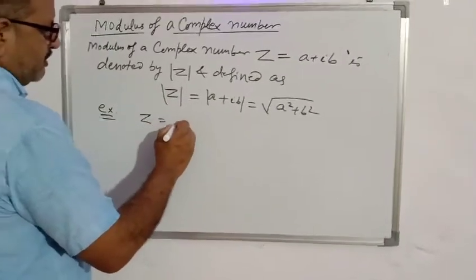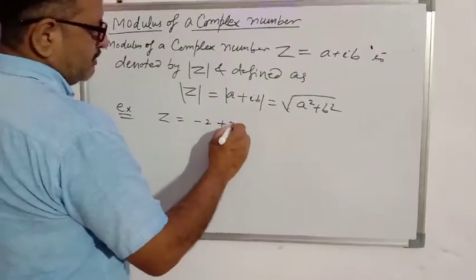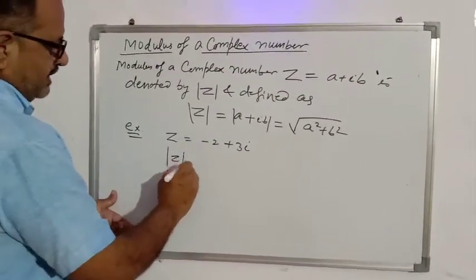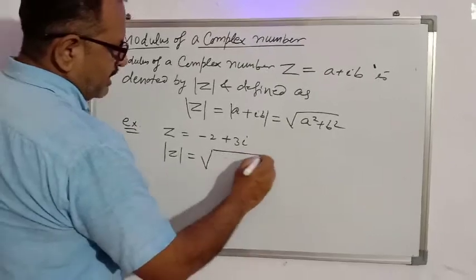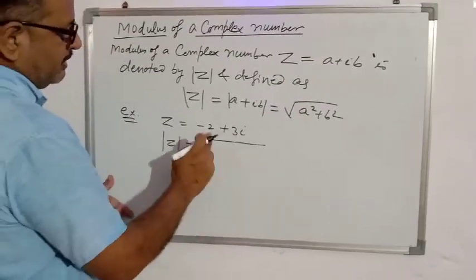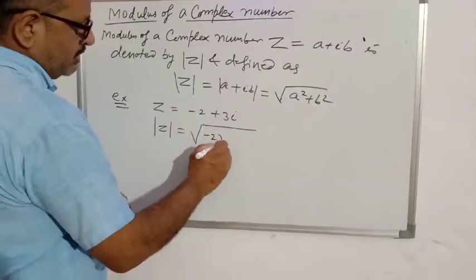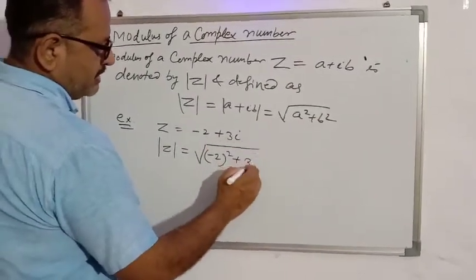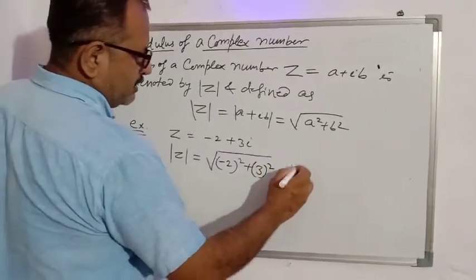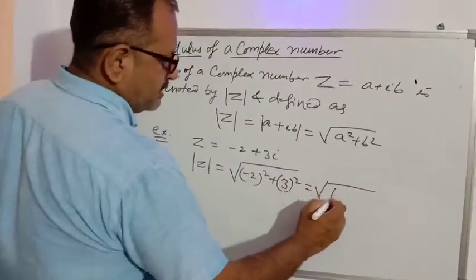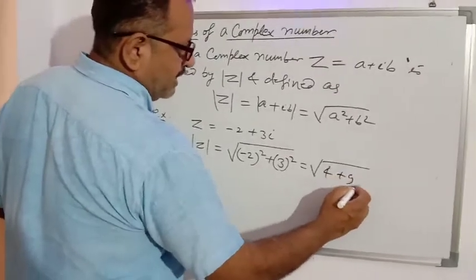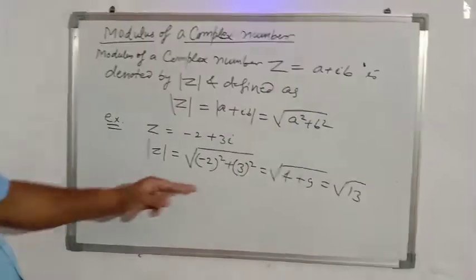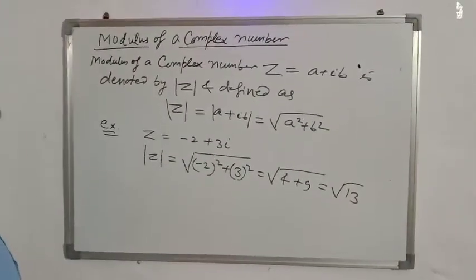We can see with the help of an example. Suppose z is equal to -2 plus 3i. So how can we find mod z? We will take under root square of the real part. The real part is -2, so -2 square. Imaginary part is b, that is 3, 3 square. So -2 whole square is 4, 3 square is 9. 9 plus 4, root 13. So mod of z is equal to root 13.